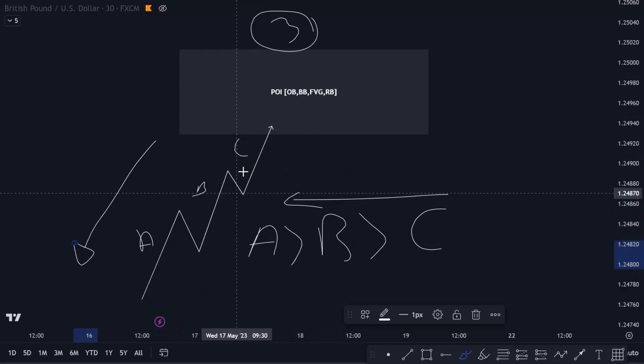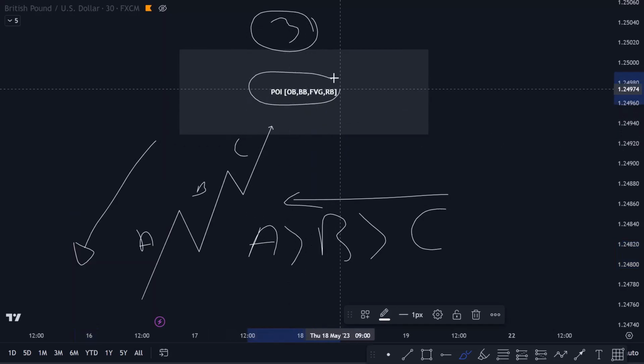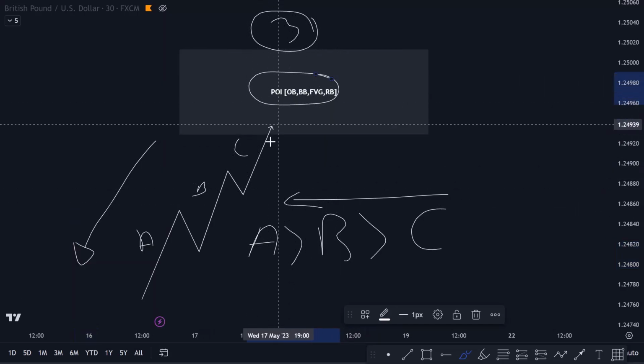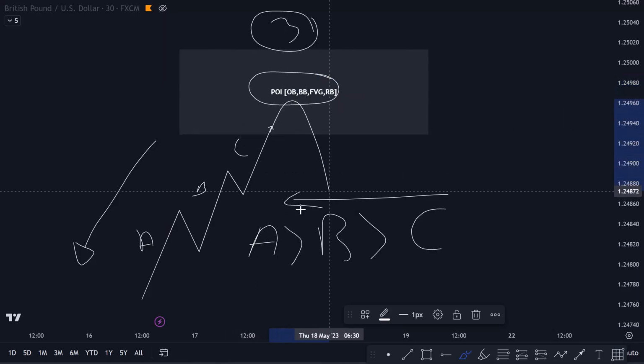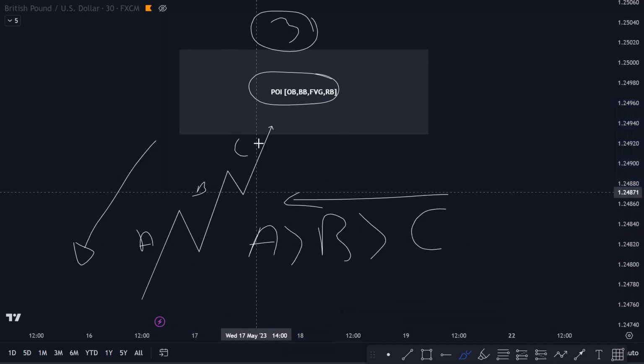The momentum is going down as price is reaching a POI. That means price is losing strength and it's getting weaker. So mostly this POI will reject the price, right? Okay, so now we know this.